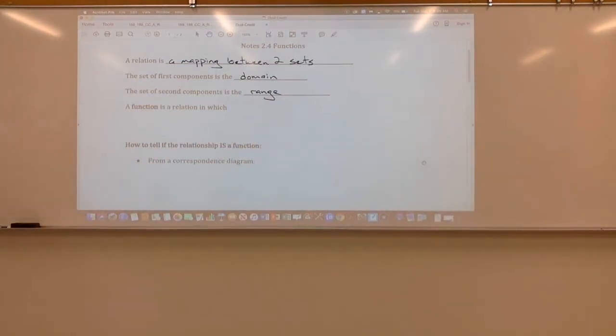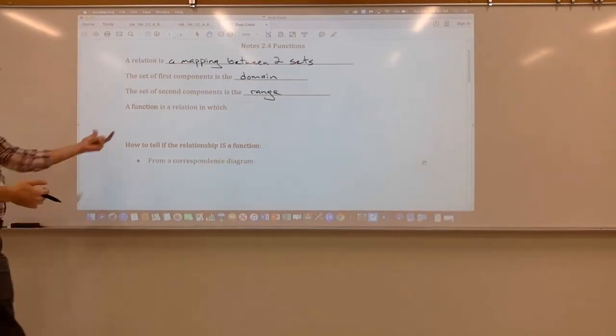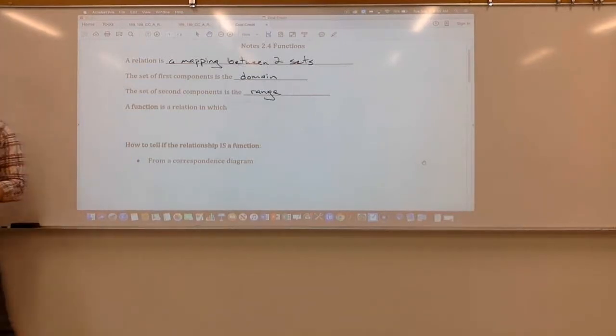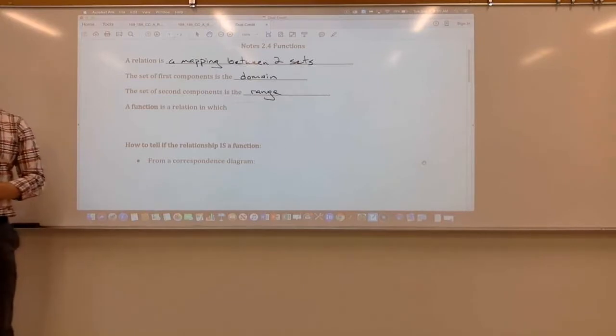So a function is a specific type of relation. How do we get more specific here? Define a function. Remember that? A relation is just any mapping from one set onto another, but a function narrows that down a little bit. There's a rule to define a function here. It's not just mapping one set onto another. It's mapping one set onto another where what happens?